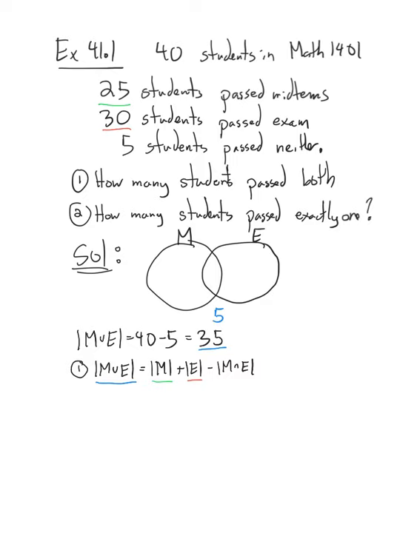No problem at all. Okay, so let's fill in what we know. 35 equals 25 plus 30 minus what we're looking for. And after a little bit of algebra, you should be able to see that 20 is indeed the intersection of M and E. So we know that 20 students passed both the midterm and exam.